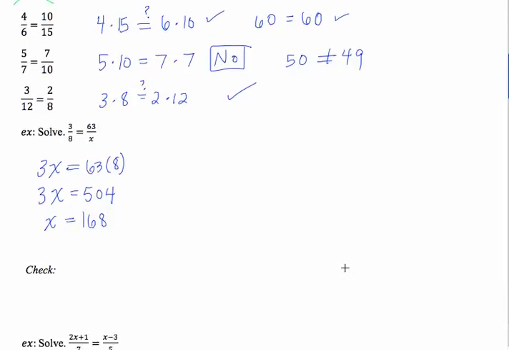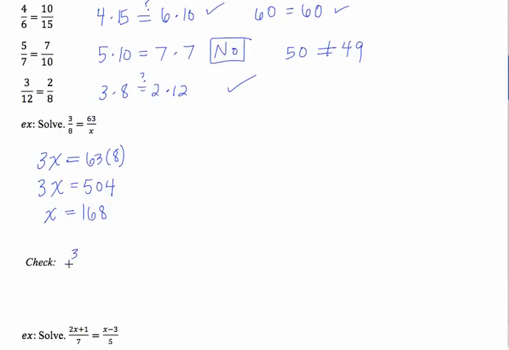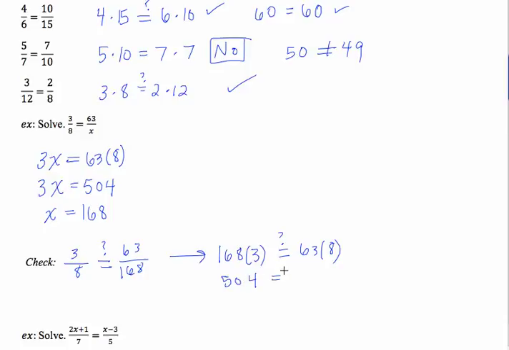So let's check and see if that works. Does 3/8 equal 63 over 168? Well, let's cross multiply and check. 168 times 3, does that equal 63 times 8? And let's check on my calculator. 168 times 3 is 504, and 63 times 8 is also 504. So that in fact does work. So then you can come back here and box that in as your answer.